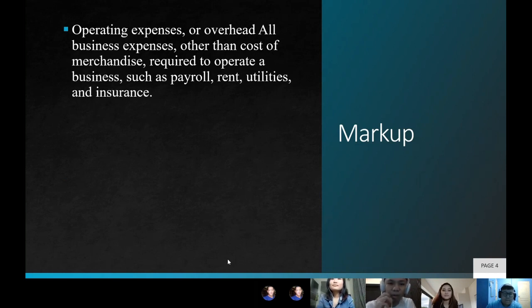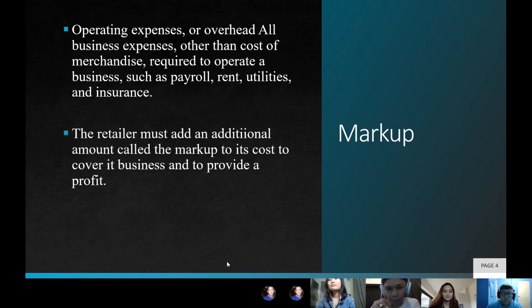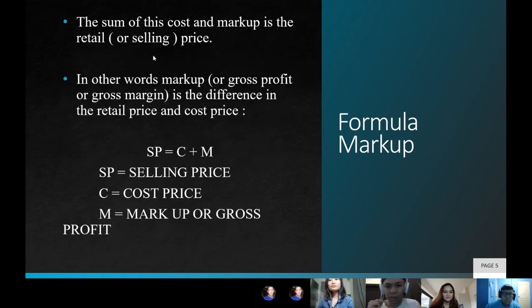The other is operating expense, or overhead or business expense, other than the cost of merchandise, required to operate a business, such as payroll, rent, utilities and insurance. So the retailer must add an additional amount, which is called the markup, to its cost to cover its business expenses and to provide a profit. So selling price equals cost plus markup. This is basically the formula of markup.